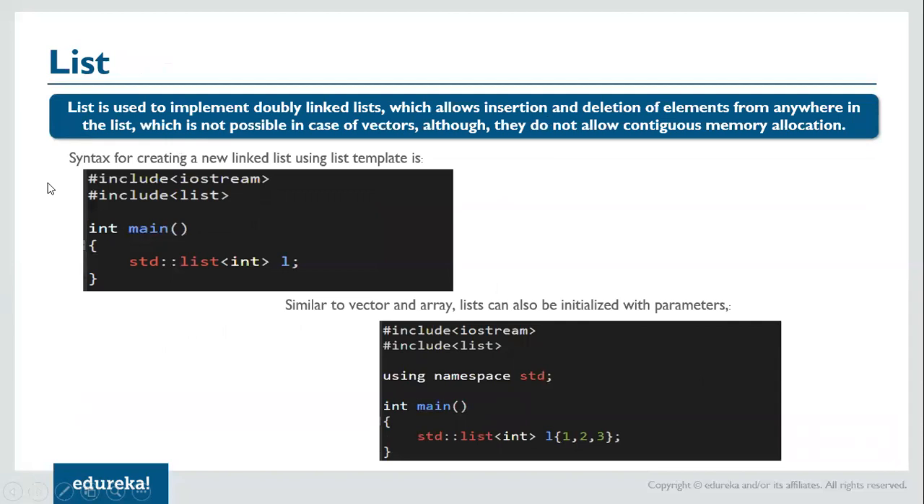Then next we have list. List is used to implement a doubly linked list, which allows insertion and deletion of elements from anywhere in the list, which is not possible in the case of vectors, since they use contiguous memory allocation. So list is similar to a doubly linked list.